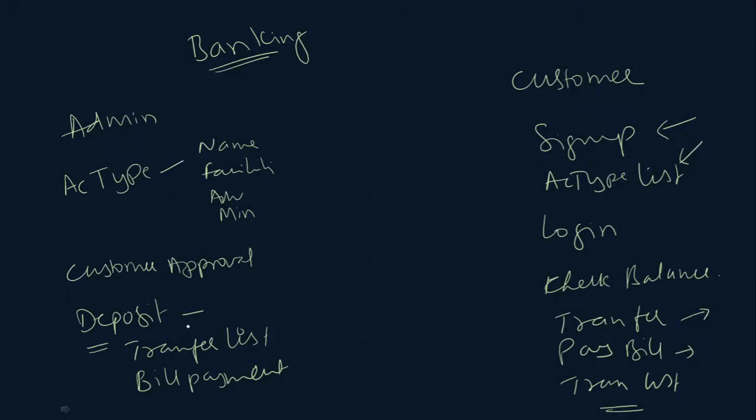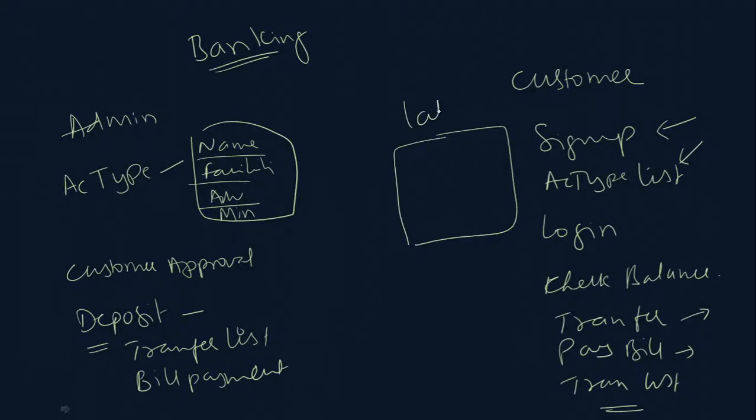So admin can do all these activities and the customer can do all these activities. For each one we can design the corresponding table. For example, this is the account type table. So in these 4 columns, when the customer signs up, we can create one more table. So this is the customer table or customer account table.